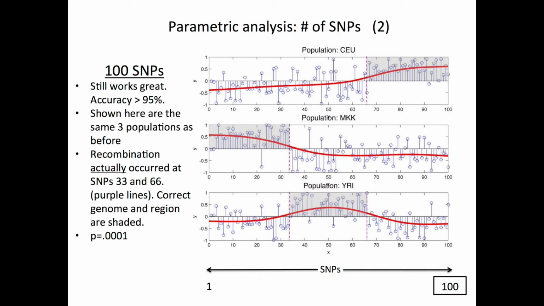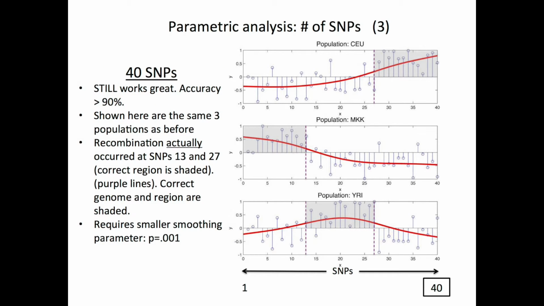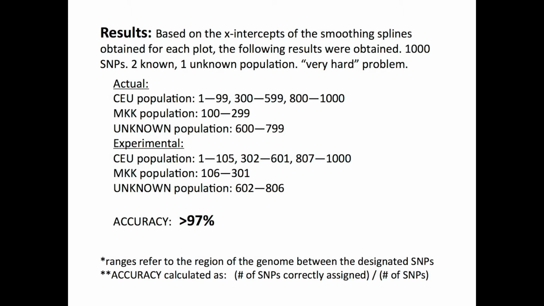With just 100 SNPs, accuracy was still greater than 95%. It came as a bit of a surprise that the number of SNPs could be as few as 40 and still achieve good accuracy. Just looking at the figure, you can see that the actual locations of recombination denoted by the dashed lines align fairly closely with the x-intercepts of the spline. And finally, here's a summary slide just showing my results. These particular results are based on 1,000 SNPs and 4 recombination events. Accuracy was greater than 97%, and this is much better than baseline, which was 80%.